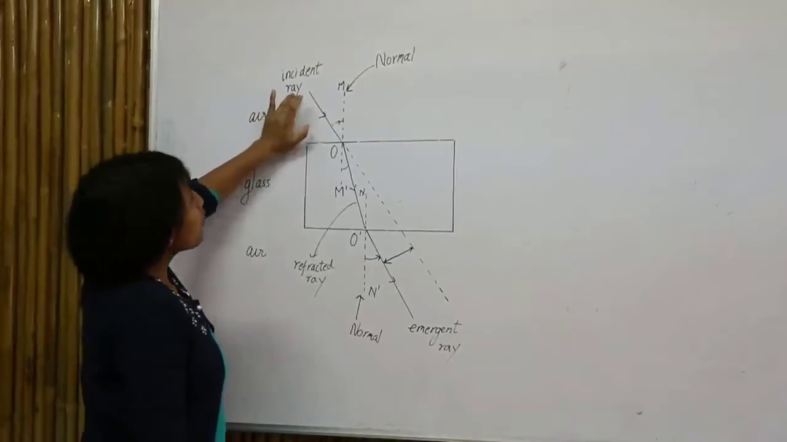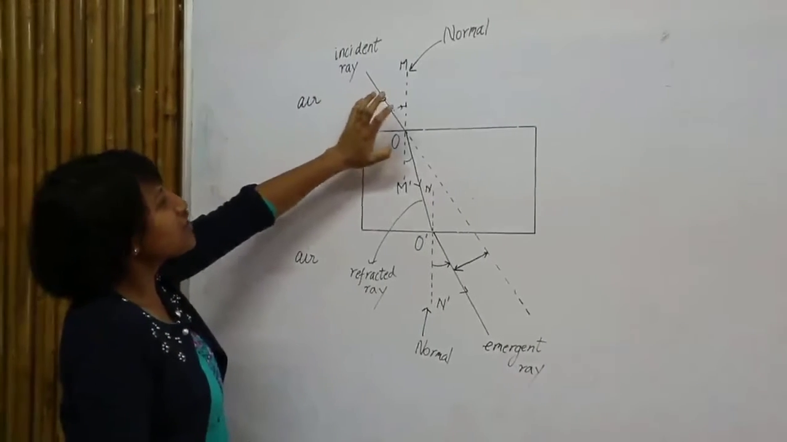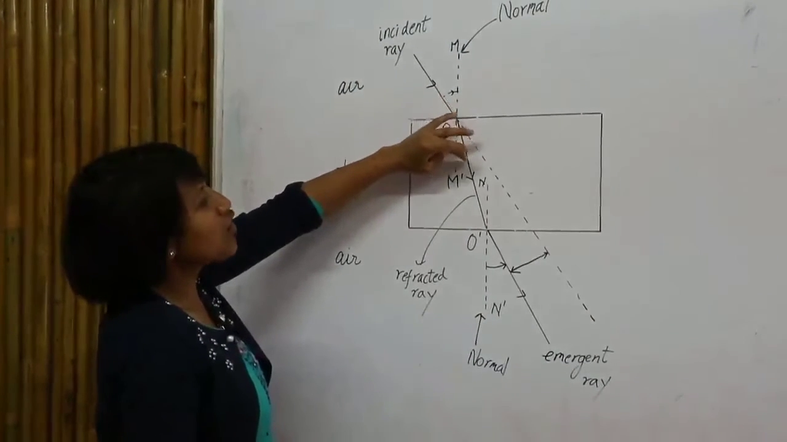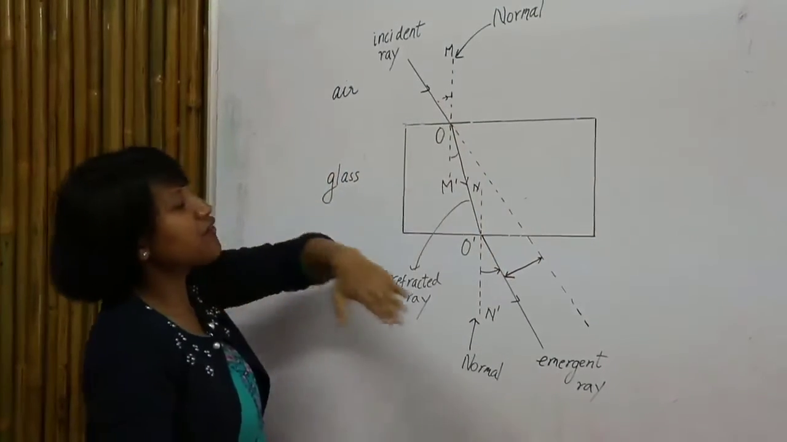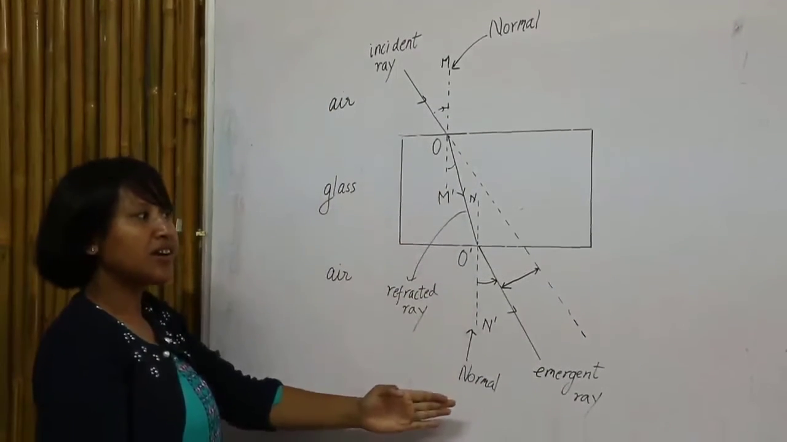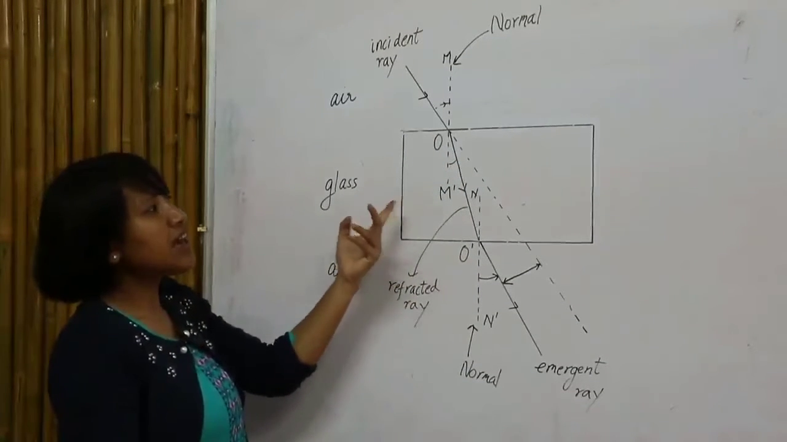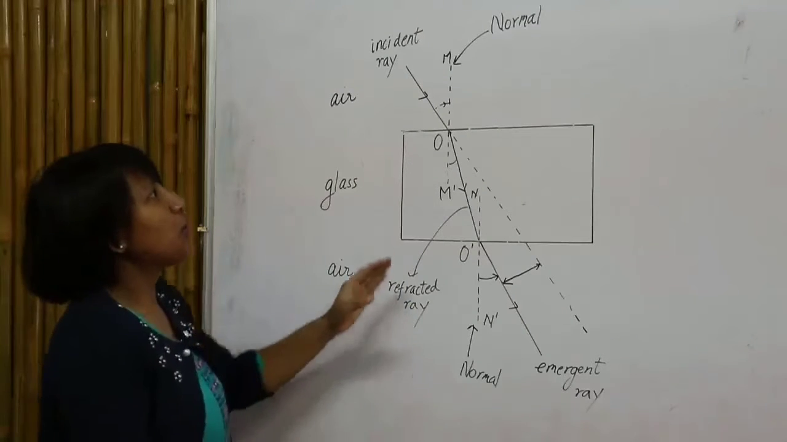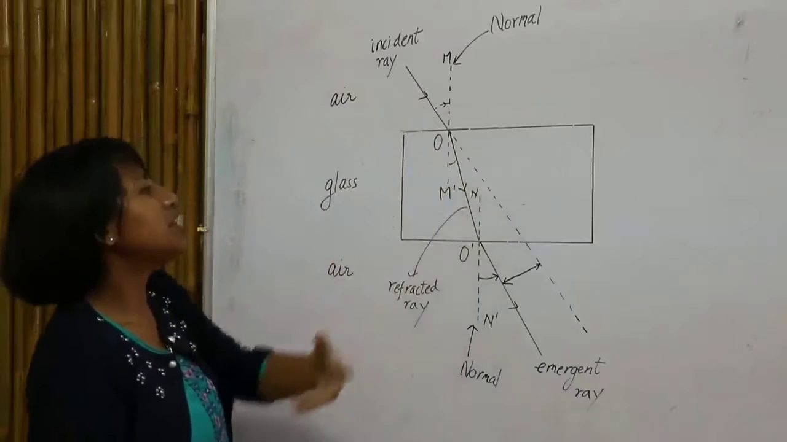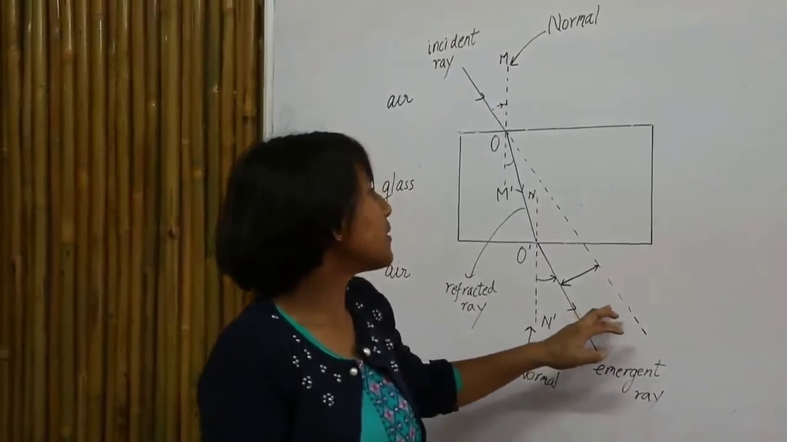Because of the phenomenon called refraction of light, there is this bending of the ray of light, as I've told you, because the speed of light is different in different media. We have observed that speed and wavelength change when light travels into different media, but frequency remains the same.